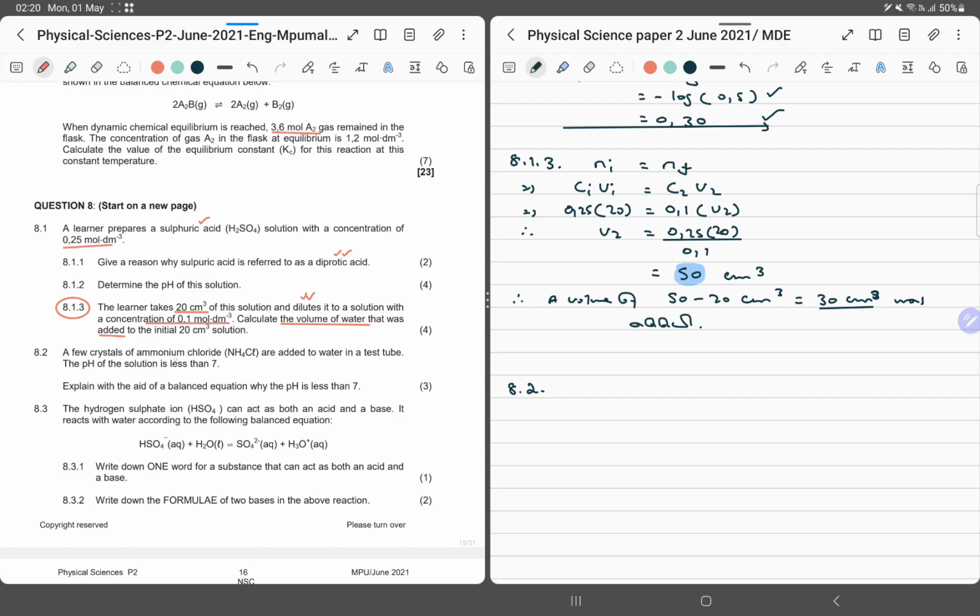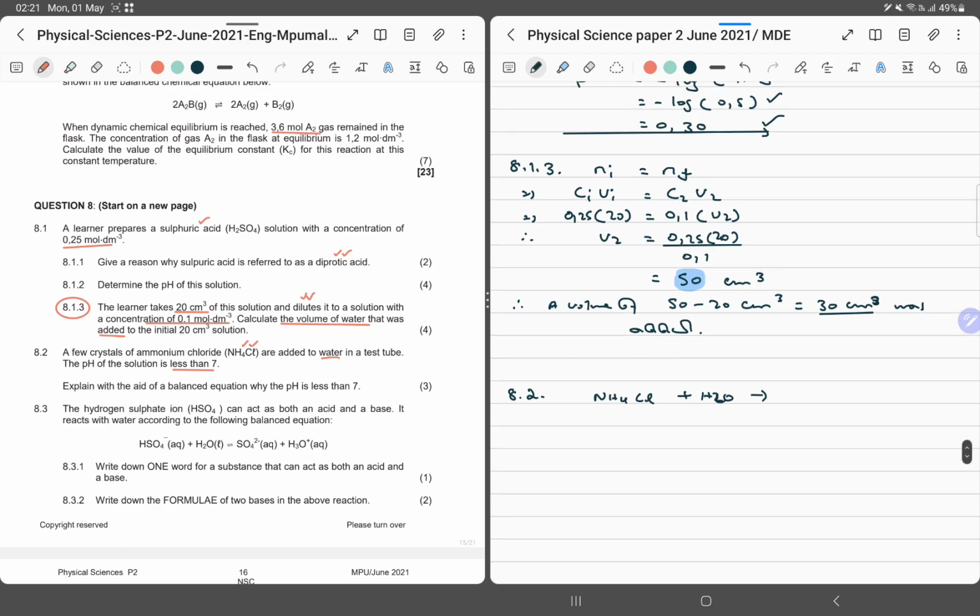Okay, now it says a few crystals of ammonium chloride are added in water in a test tube and the pH of the solution is less than 7. Of course, because we know that this is an acidic salt. So it says now explain with the aid of a balanced equation why the pH is less than 7. So this is important. We know that if we take ammonium chloride, so this is NH4Cl plus H2O. So this one acts as an acid and this one as a base, right?